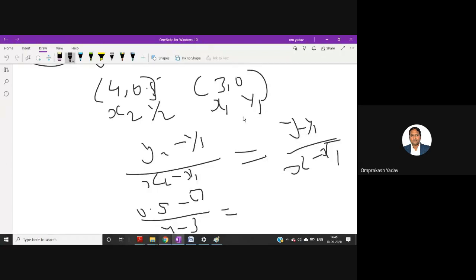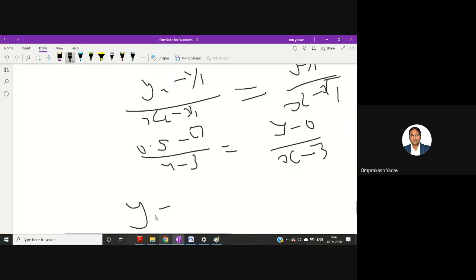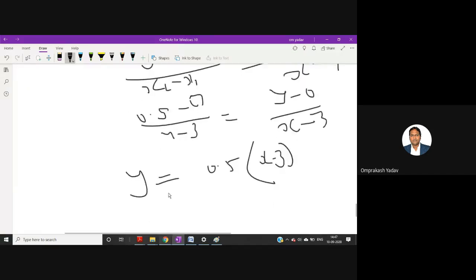So y minus y1 is what? 0. x minus x1, x1 is what? 3. So y equal to 0.5, divided by 1, times (x minus 3). The amplitude is over here 0.5. Normally we have one amplitude in our normal problem. The direct method which I told you, this multiplication factor will come. So this will be the equation now: y equal to 0.5 (x minus 3).